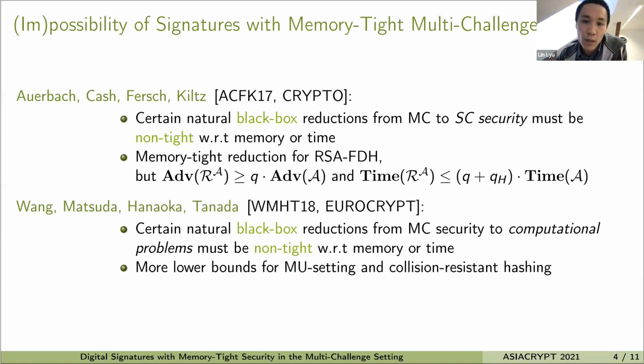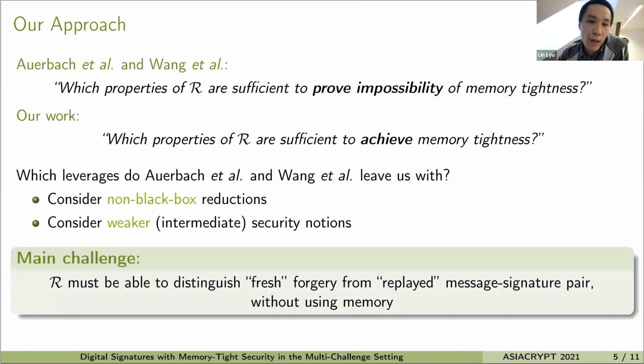They show that certain black box reductions from multi-challenge security to single challenge security, or to some computational problem, must be non-tight with respect to memory or time. So our work shows some good news, and we focus on finding which properties of reduction are sufficient to achieve memory tightness. Keeping the impossibility results about black box reductions of Albert et al. and Huang et al. in mind, we decided to consider non-black box reductions and a weaker security notion, which we call the CMA1 security. Even in this setting, we still face the main challenge that the reduction needs to distinguish a fresh forgery from a replayed message signature pair without using memory.